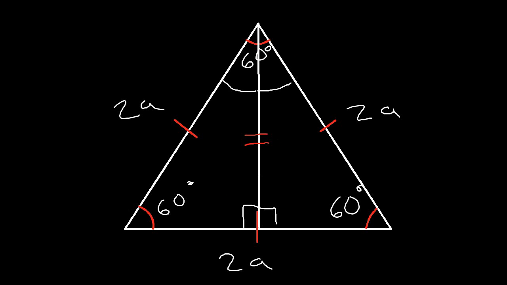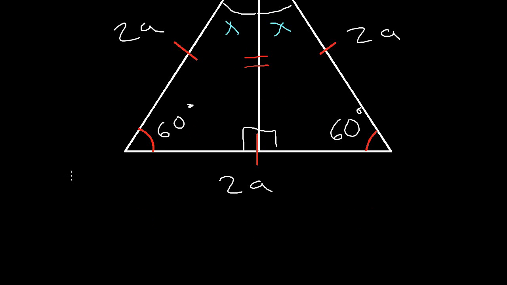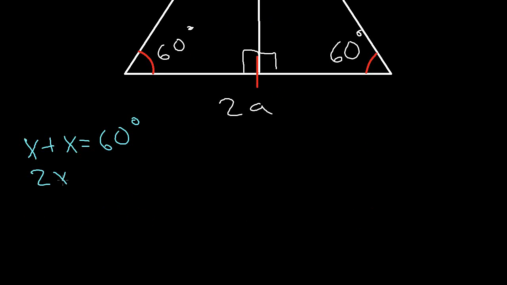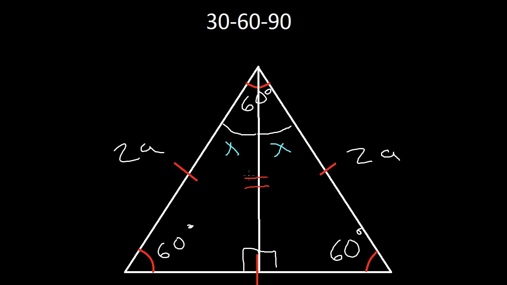So let's go ahead and define some of the angles. Let's define this as x, and since the triangles are congruent, this also has to be x. And we know that x plus x is equal to 60 degrees. So let's write that down here. x plus x is equal to 60 degrees. We get 2x is equal to 60 degrees, and then we divide by 2 and we get x is equal to 30 degrees. And so now we have our 30-60-90 triangle. We could have just drawn one, but I'll show you why we didn't in a minute.